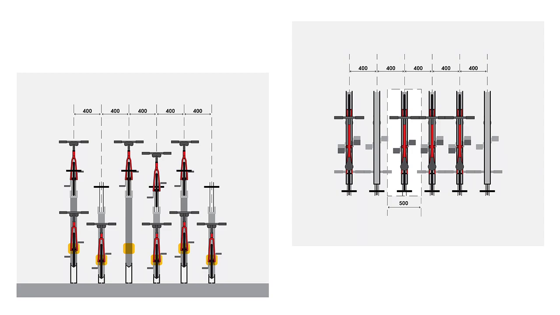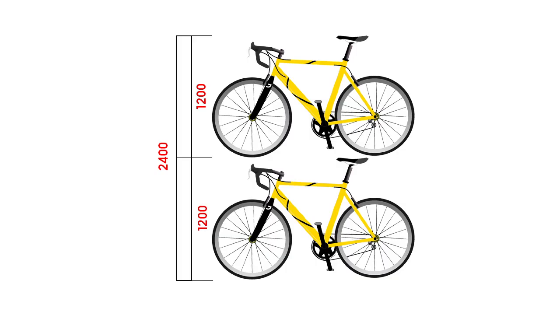Such racks require a minimum ceiling height of 2,600mm. We have seen bike parking suppliers claim that spacing of 400mm can be achieved with ceiling heights less than 2,600mm. Taking the bicycle envelope into account, it just doesn't add up.